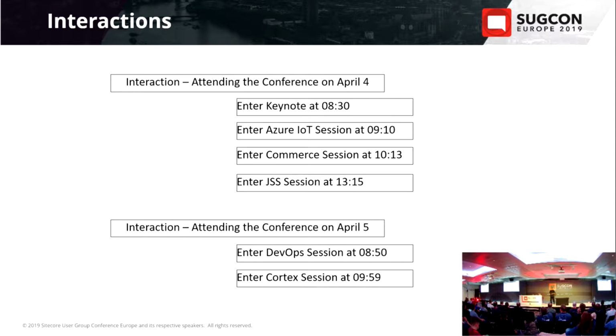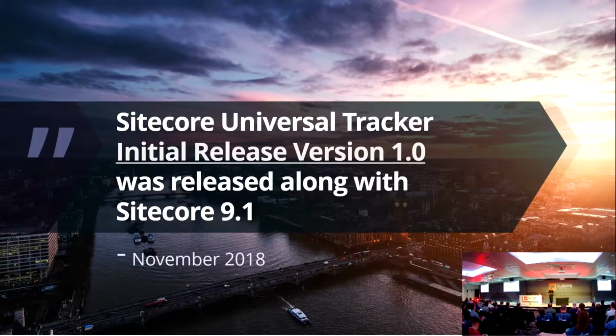So the way we envisaged the interactions working in the conference was you'd have an interaction per day, and then on each day we'd fire off a bunch of events. So you attended the keynote, you attended this session, you attended another session, and we'd fire off a bunch of these using our scanners. So then we started to look into the Universal Tracker, which was released in Sitecore 9.1 just a few months ago. It's very, very new.